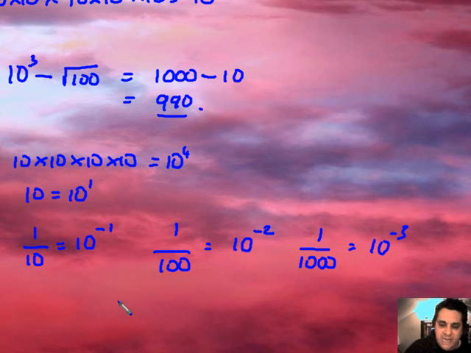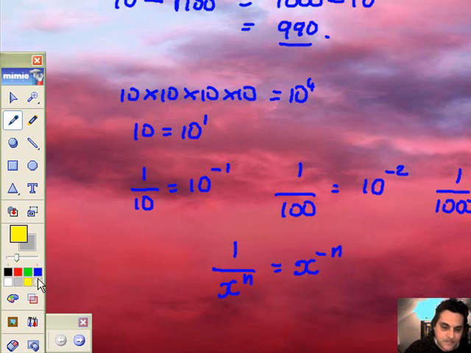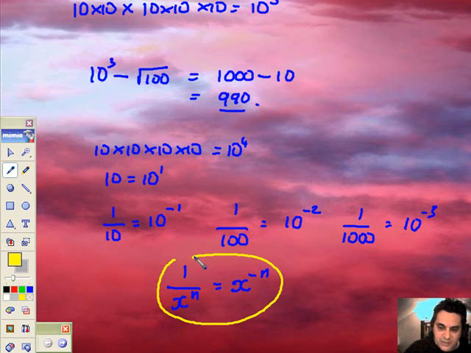So generally then, if I have a general number, 1 over x to the power of something, call it n, that's basically x to the power of negative n. Alright, so that is a really good rule to learn. That's a real beauty, that one.